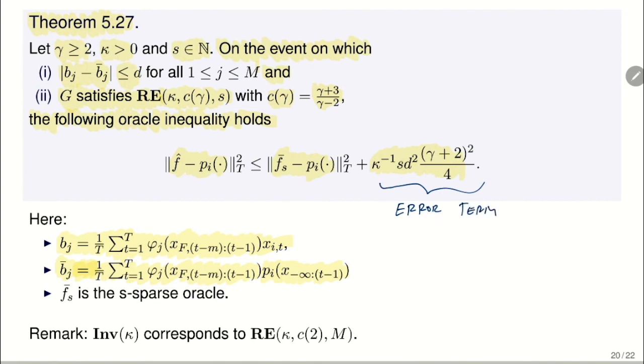And what is important here is that it grows linearly with S, the number of non-null coefficients that you want in your linear combination, depends as 1 over kappa, where kappa here comes from the RE condition, depends as d squared, where d here is the upper bound appearing in condition 1, and depends on gamma as (gamma plus 2) squared over 4, where gamma here also appears in the definition of the RE property. And a remark here is that Inf kappa corresponds to the RE condition when gamma is equal to 2 and S is equal to capital M. So in this case, the error term becomes 1 over kappa times M d squared times 4.